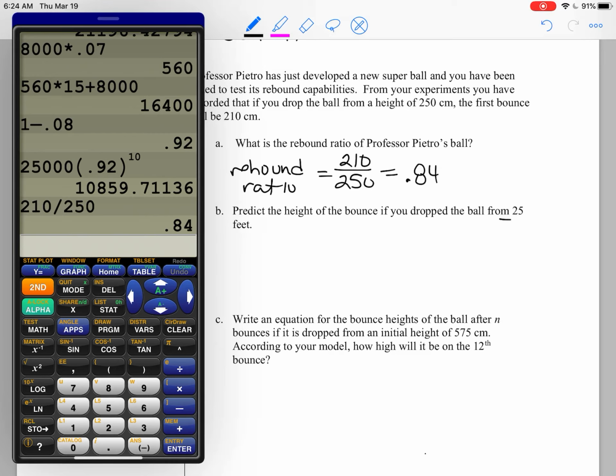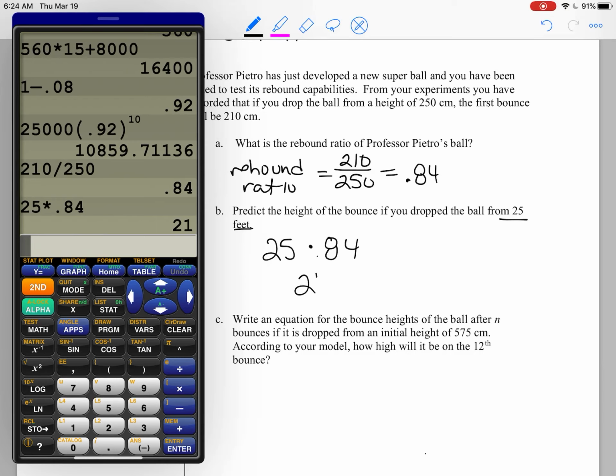Predict the height of the ball if you dropped it from 25 feet. So that means instead of it being 250 centimeters, we're going to do now 25 feet. The rebound ratio is still going to be the same because the ball hasn't changed. So I'm going to take 25 times the 0.84. And so the first bounce would be 25 feet times 0.84.